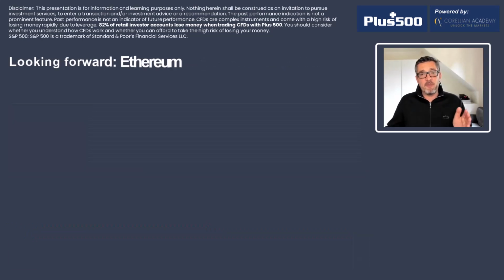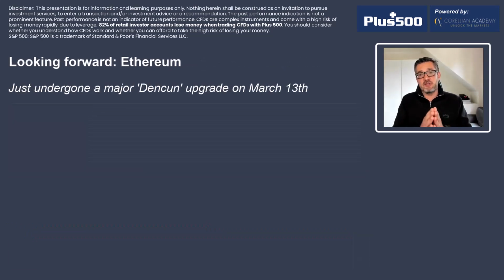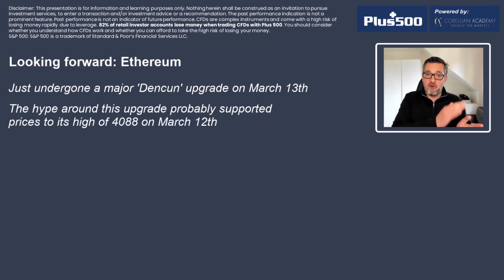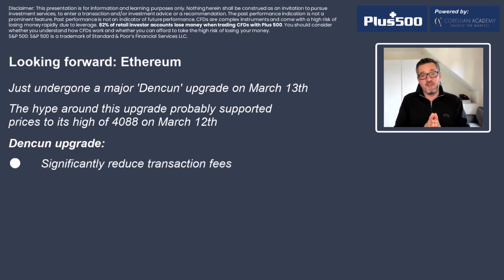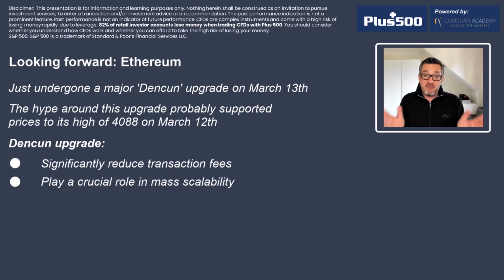Looking forward, Ethereum has just undergone a major upgrade known as the Dencun on March the 13th. So the hype around this is probably what supported prices to that high on March the 12th. This upgrade was designed to significantly reduce transaction fees and play a crucial role in achieving mass scalability. How this plays out in terms of its price in the longer term remains to be seen.